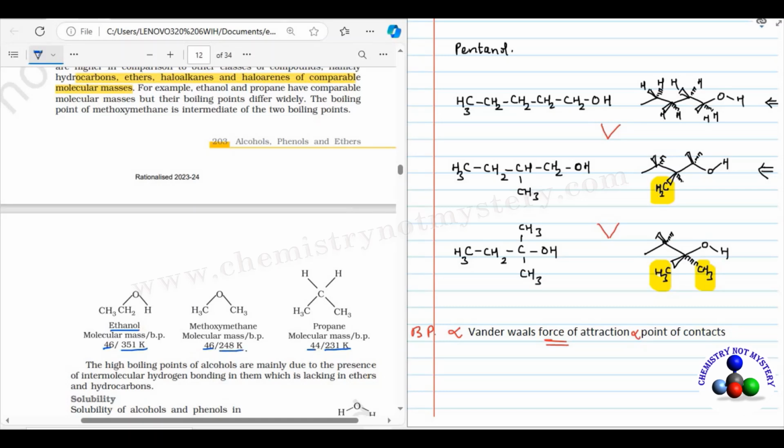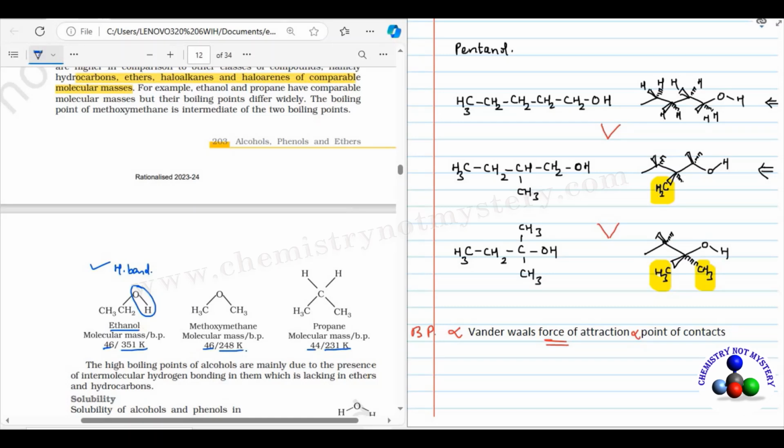It is 248 Kelvin. In case of ethanol, due to presence of OH, there is hydrogen bonding. So because of the hydrogen bonding, the boiling point of ethanol is maximum among them. In case of propane, there is no OH. There is no electronegative oxygen. So that's why there is just van der Waals force of attraction present between the molecules of propane.